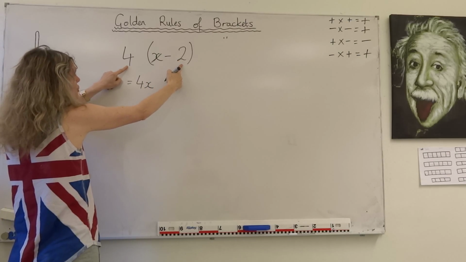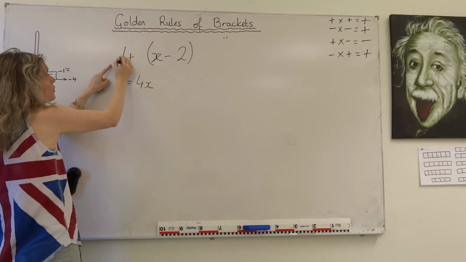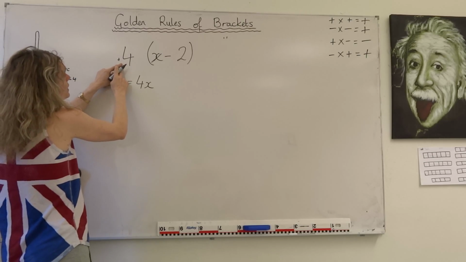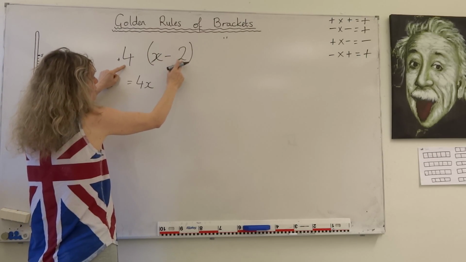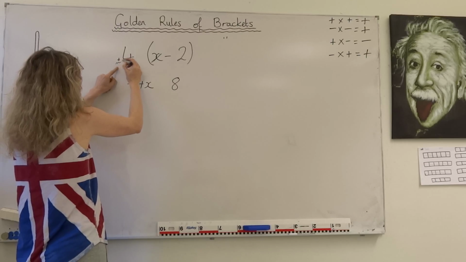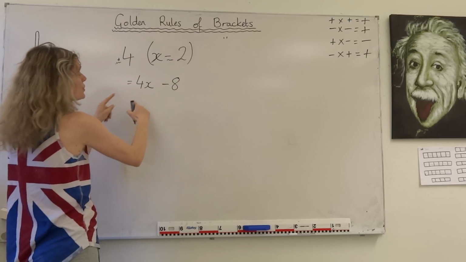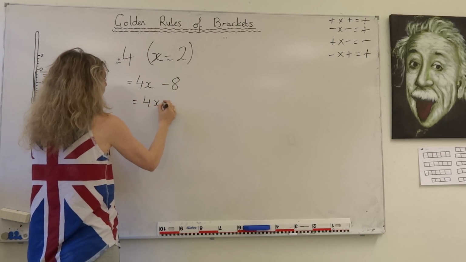4 times minus 2. In front of this 4 is a little invisible plus sign. So we have plus 4 times minus 2. 4 times 2 is 8, but a plus times a minus is a minus. So we get the answer 4x minus 8.